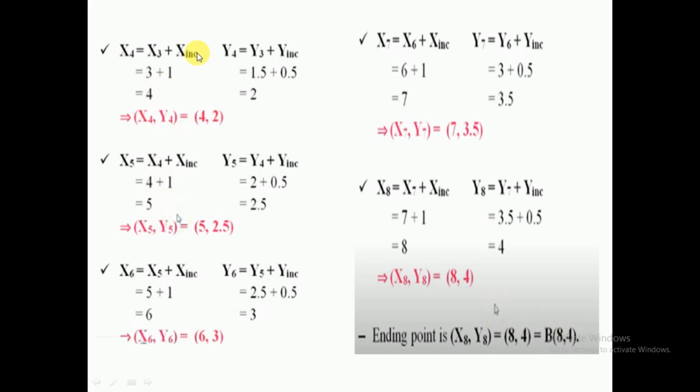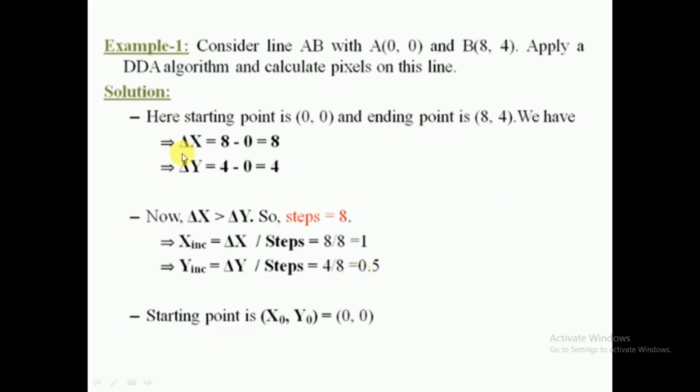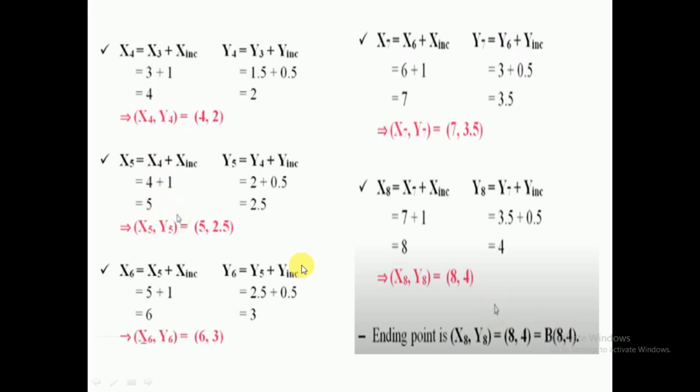Then the x increment is always 1, because the slope of this line is less than or equal to 1. That's why the x increment is always 1. Only the y you have to calculate. Here the previous x is 3, then the x increment is always 1, so x is 4.